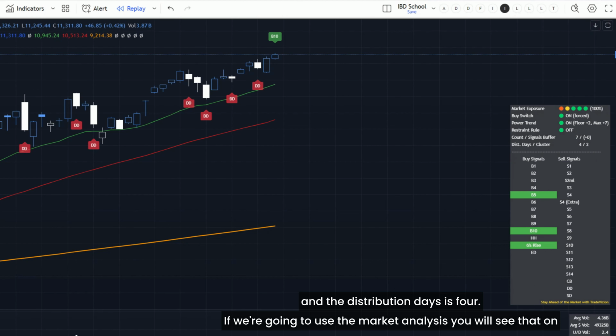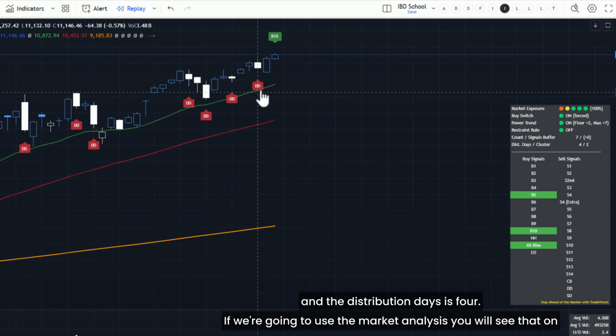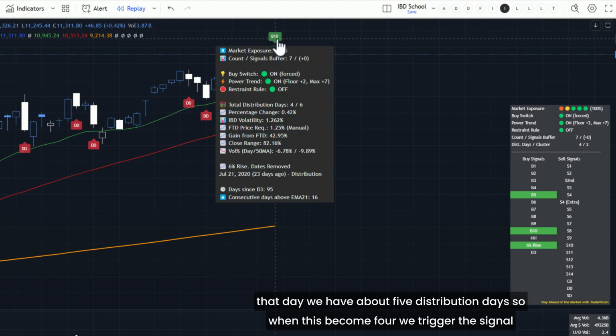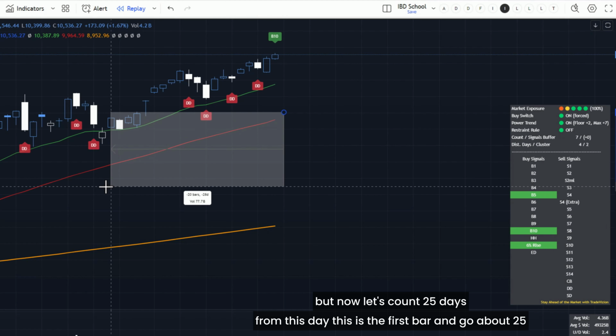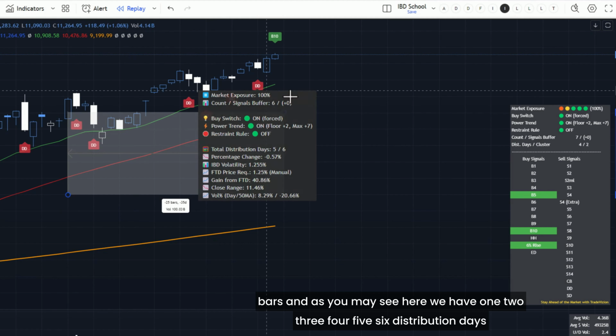If we're going to use the market analysis, you will see that on that day we have about 5 distribution days. So when this becomes 4, we trigger the signal. But now let's count 25 days from this day. This is the first bar, and go about 25 bars. And as you may see here, we have 1, 2, 3, 4, 5, 6 distribution days.